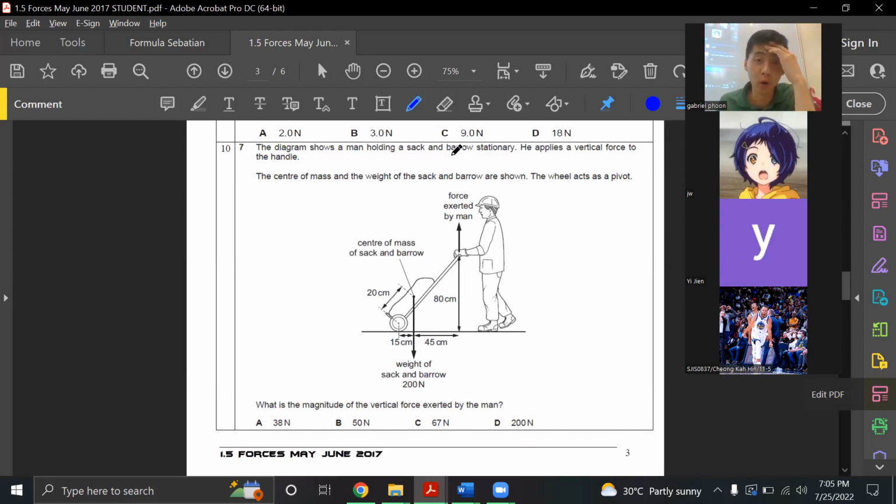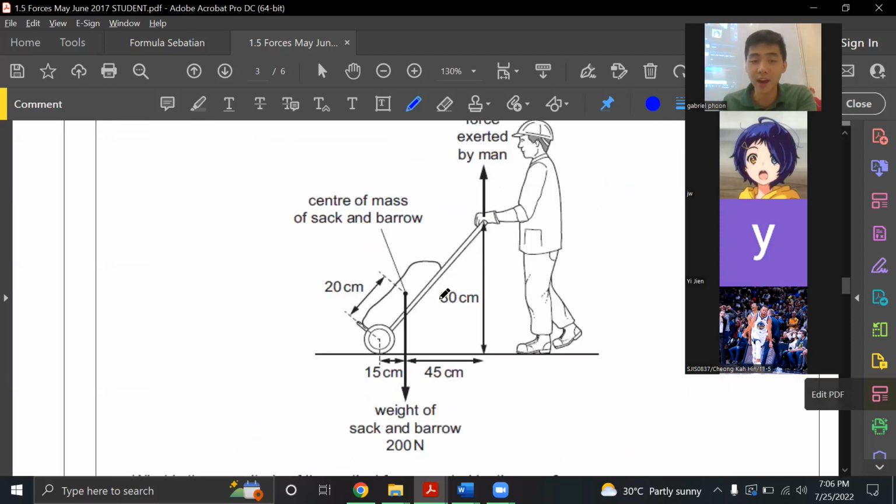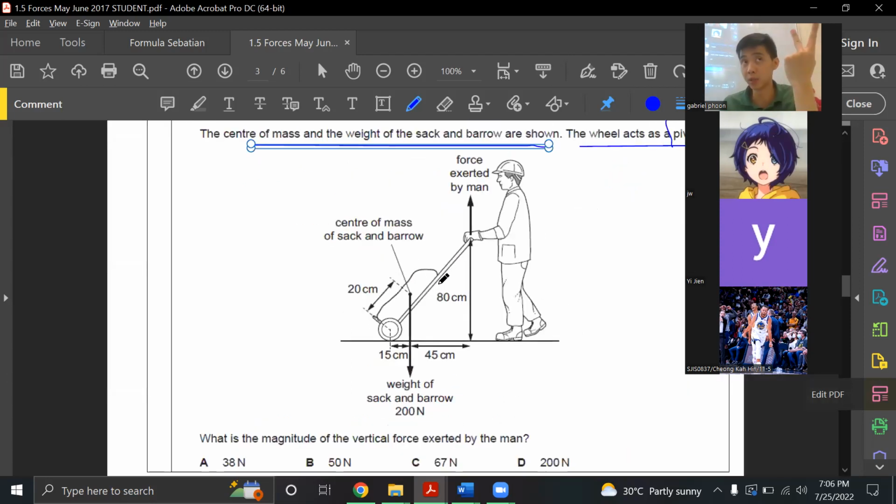Look at this question, guys. The diagram shows a man holding a sack and barrel stationary, and so on. The center of mass of the weight of the sack is shown and acts as a pivot. Yet again, it is the word pivot here, so for sure it's moments, right? Looking at this diagram, there are two forces, so most likely it's going to be moments in equilibrium. Anything with more than one force is most likely going to be moments in equilibrium. So straight away I'm going to write: the total anti-clockwise moment equals the total clockwise moment here, right?